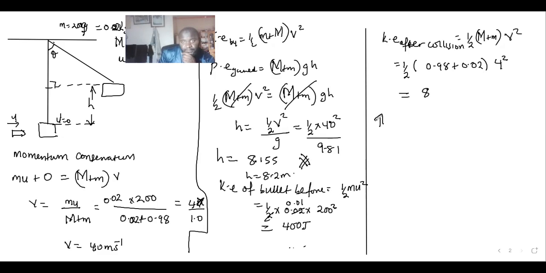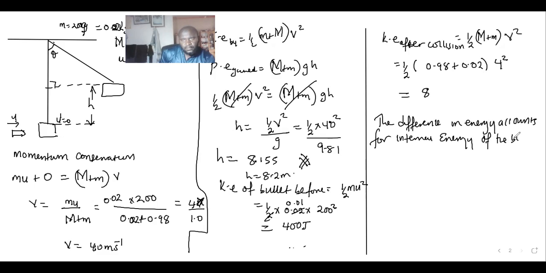So the difference in energy accounts for the internal energy of the bullet. Therefore, 400 minus 8 will give me 392 joules. That is the internal energy of the bullet. So we can have that down.